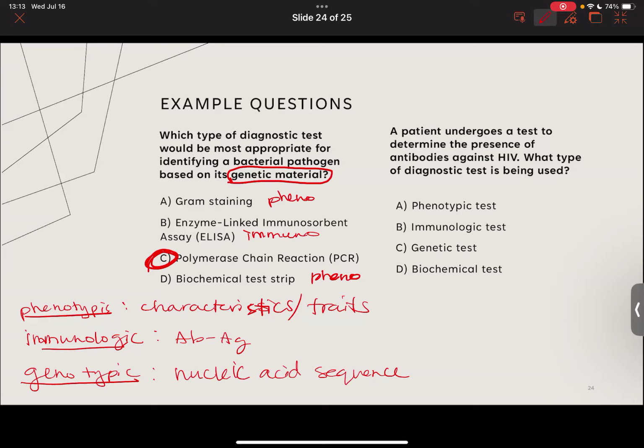A patient undergoes a test to determine the presence of antibodies against HIV. So here, just going to point this out, antibodies against HIV. So what type of test is this going to be? Immunologic. Don't read too far into it.